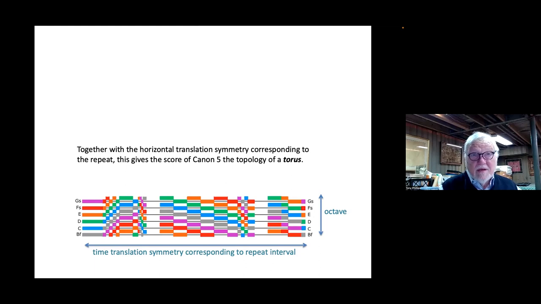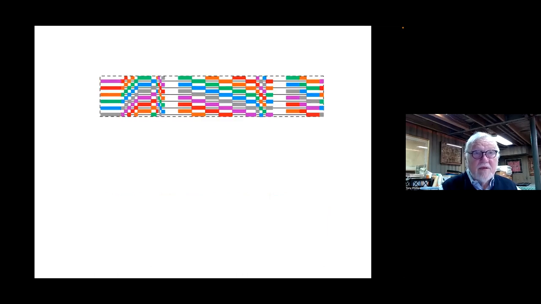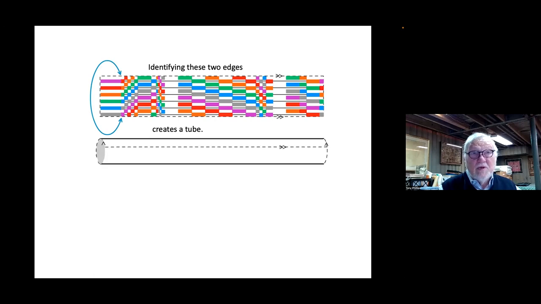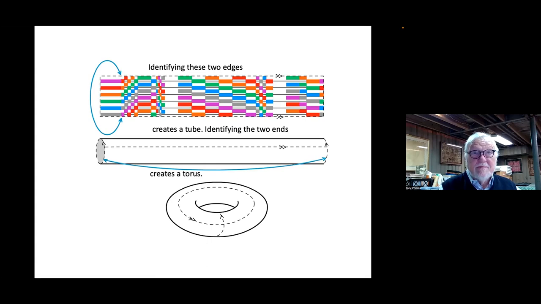Together with the horizontal translation symmetry coming from the repeat, we actually have a torus topology here. So if you look at our color-coded version of the score after the compactification, these two edges, the top and the bottom, are identified because they're the same tonality. And that creates a tube. And then if we identify the top of the tube with the end because of the repetition, we get a torus.